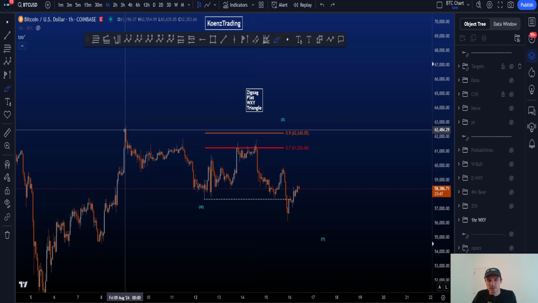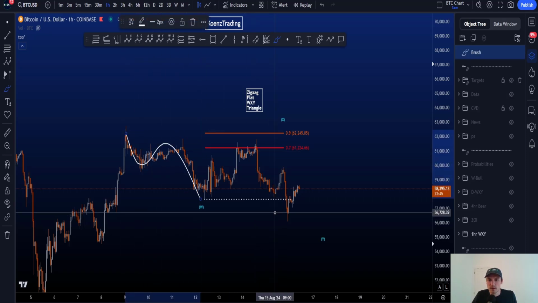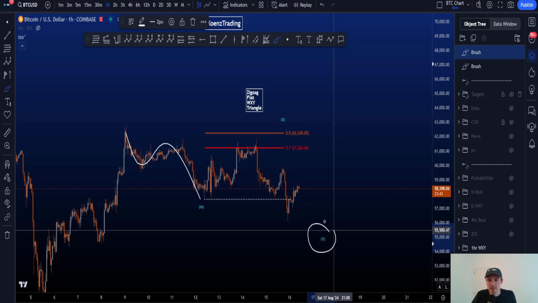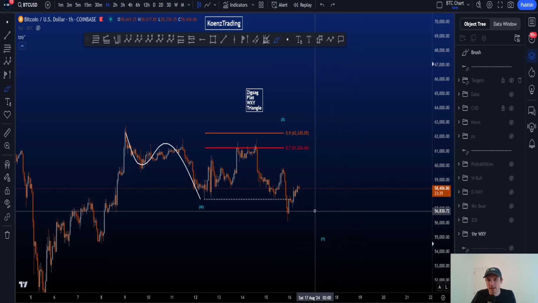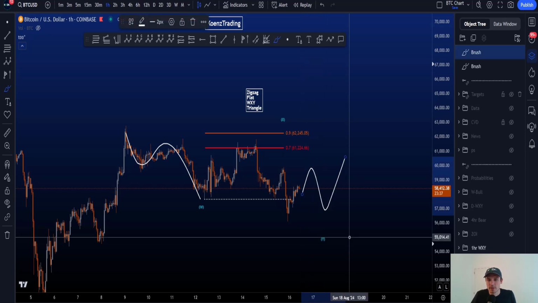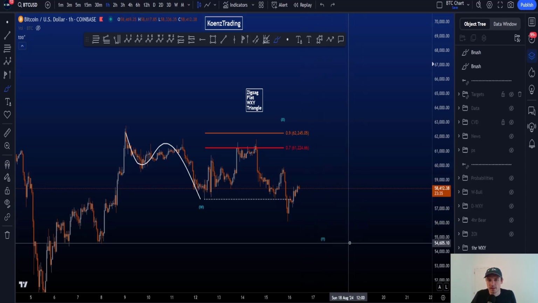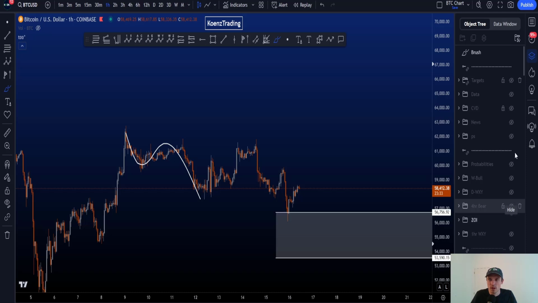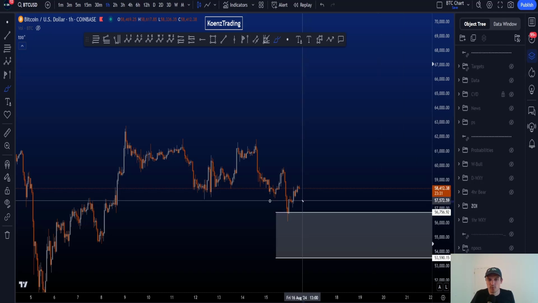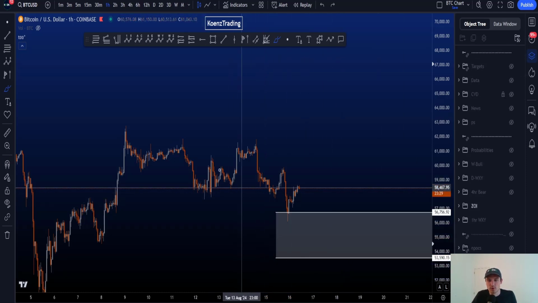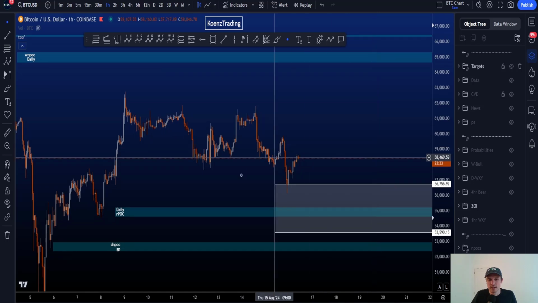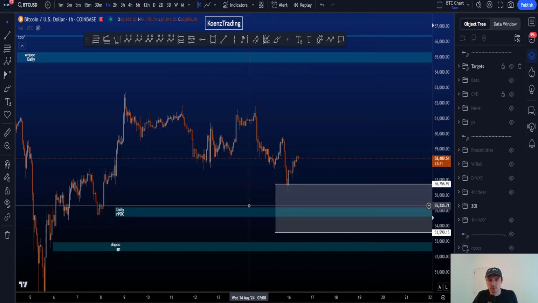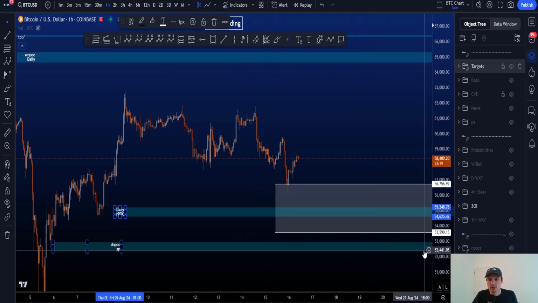Now in this case, we then have a zigzag in a wave W, and because wave W is a zigzag, your wave Y is not allowed to be a zigzag as well. Your wave Y can be a flat structure or a triangle structure, but in general, your main area of support for your wave Y is this white box, 56.7K to 53.5K. Inside this area, we have some additional support, the blue box here, 54.6K to 55.3K.